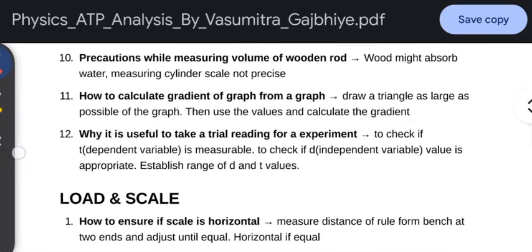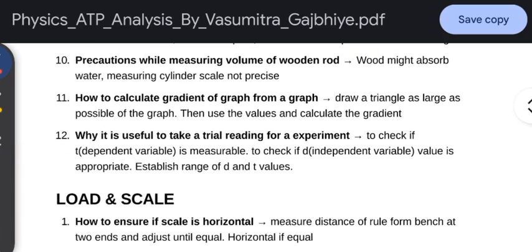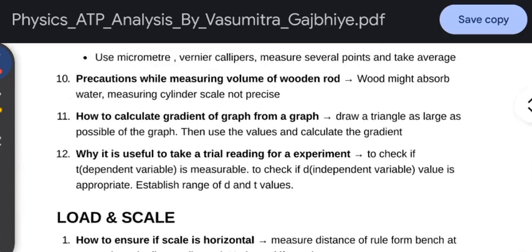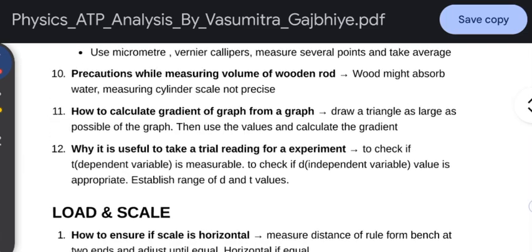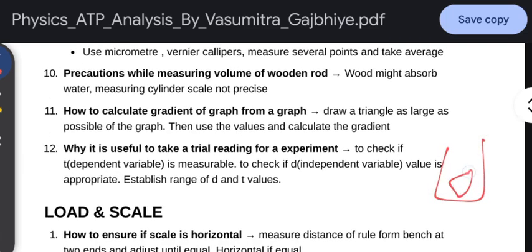Then, precautions while measuring the volume of wood and a rod. Wood might absorb water, so the measuring cylinder scale reading cannot be precise. When you put the wood in and take the scale reading through your eye, it cannot be accurate because the wood can absorb water from the measuring cylinder.